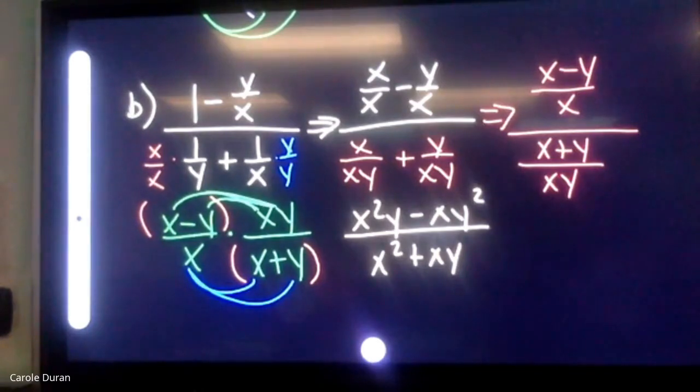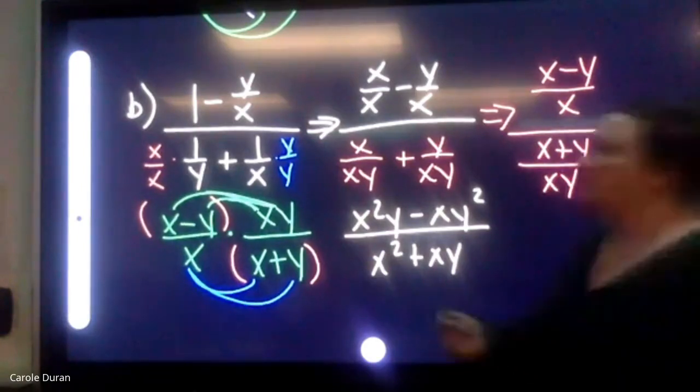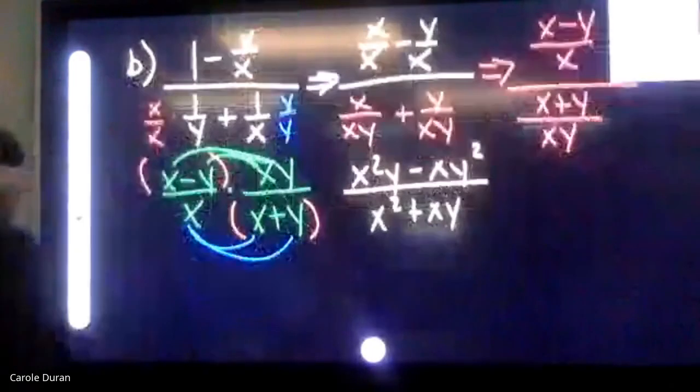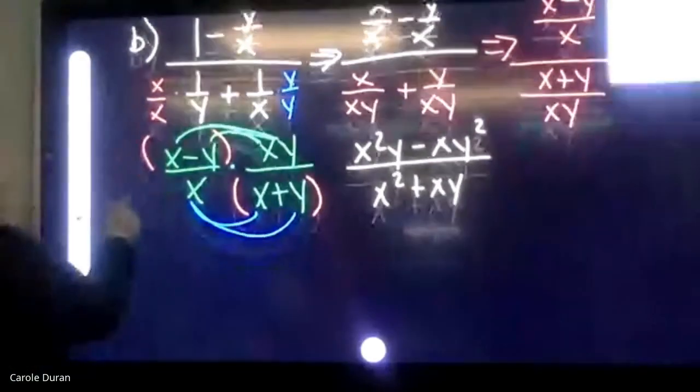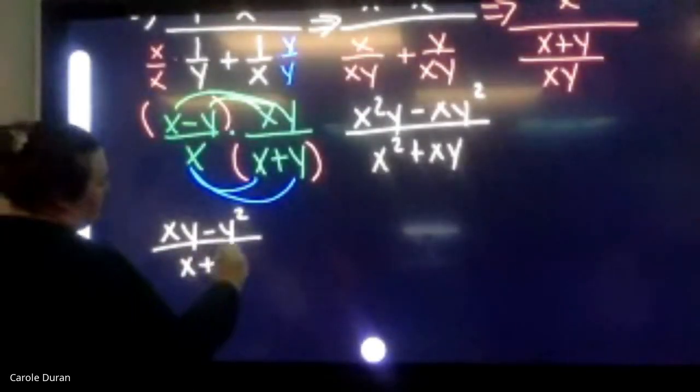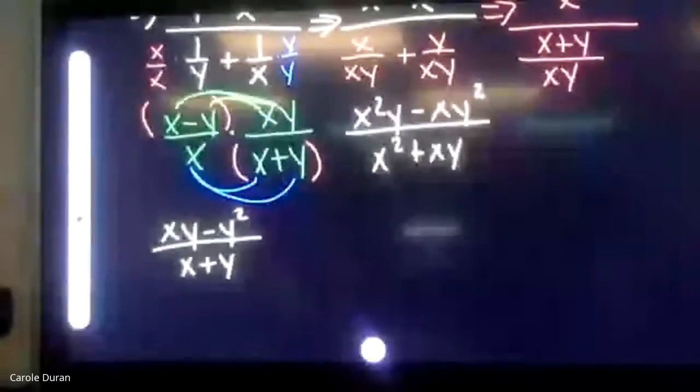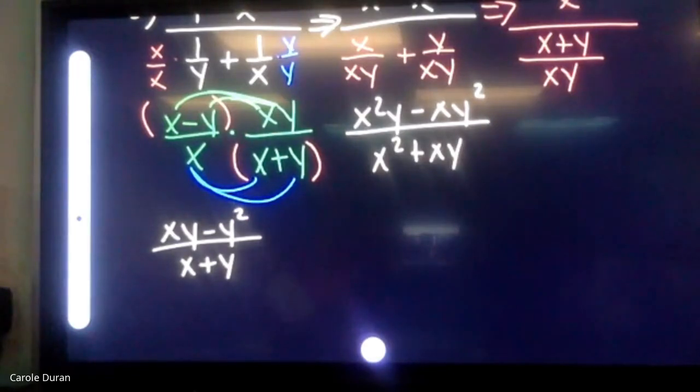What do I now notice about every single one of these terms? They all have at least one x in them, which means I can simplify by taking one x out of all of them, or dividing it out of all of them. Which leaves me with xy minus y squared over x plus y. That's it. Because I could cancel one singular x out of all four of those terms. So if you can, you should.